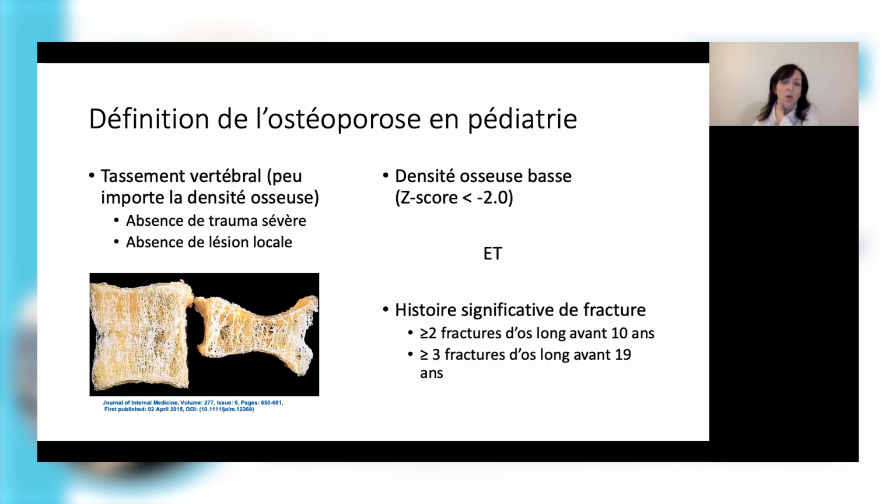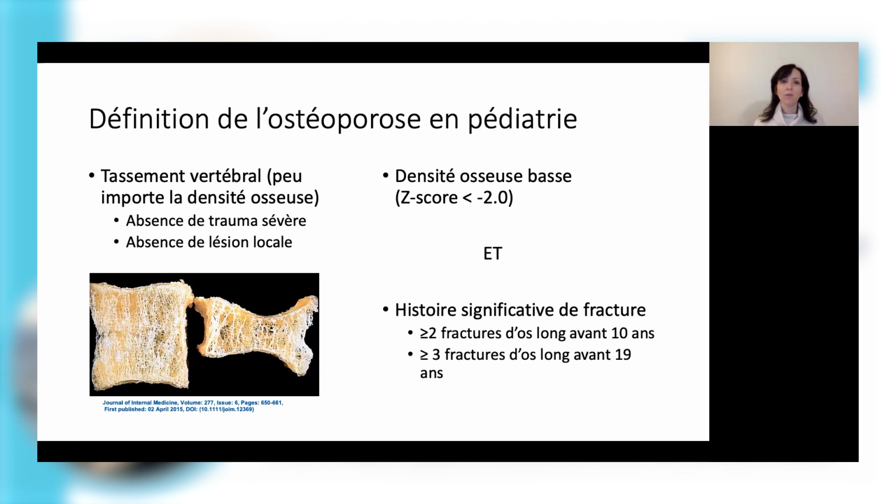No, the answer is no, because osteoporosis, unlike in adults, is not diagnosed based on DEXA or bone densitometry alone. You really need significant fractures. And a significant fracture is either 2 long bone fractures before 10 years old, or 3 long bone fractures before 19 years old, and a low bone density score. So if you have that combination, it's possible that you have osteoporosis.